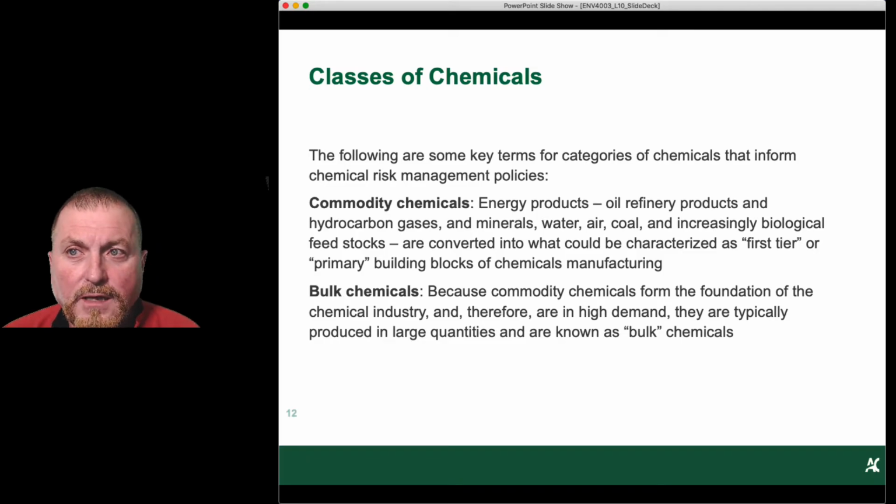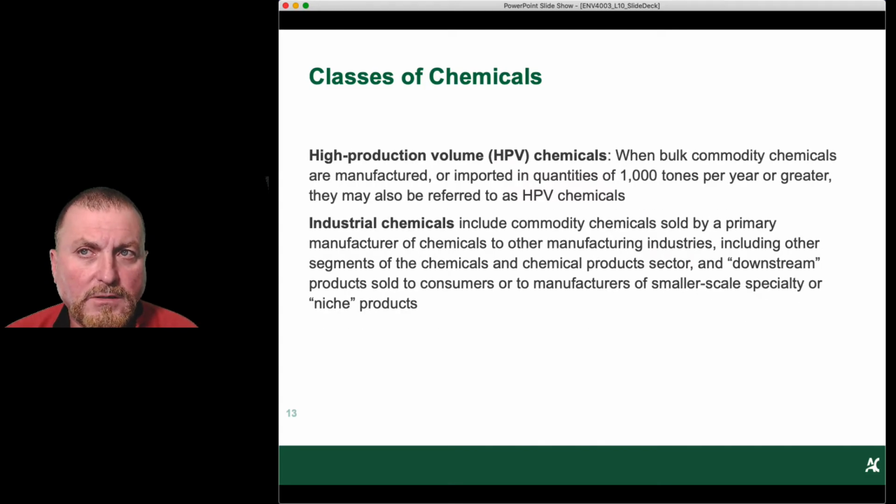Bulk chemicals is another thing, because commodity chemicals form the foundation of the chemical industry and therefore are in high demand. They are typically produced in large quantities and they're sometimes known as bulk chemicals. So commodity chemicals and bulk chemicals are often used interchangeably. Another key term is high production volume chemicals. When bulk commodity chemicals are manufactured or imported in quantities of 1,000 tons per year or greater, they may also be referred to as HPV chemicals in legislation or in regulation.